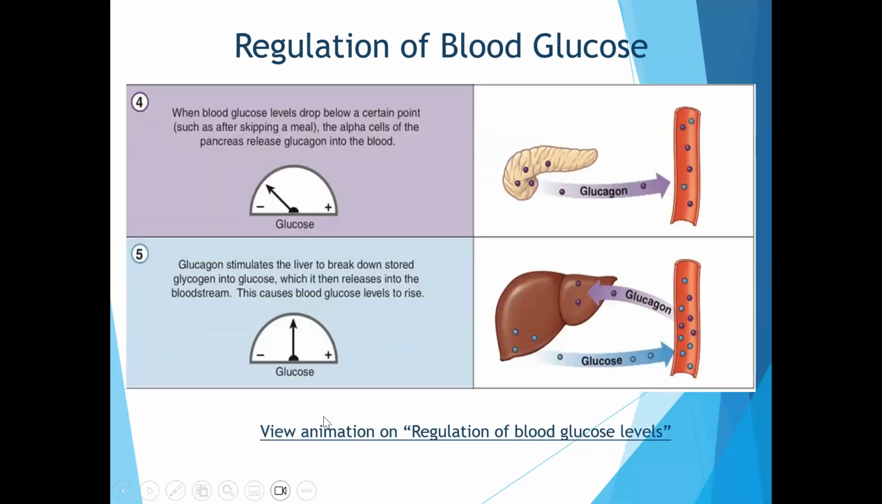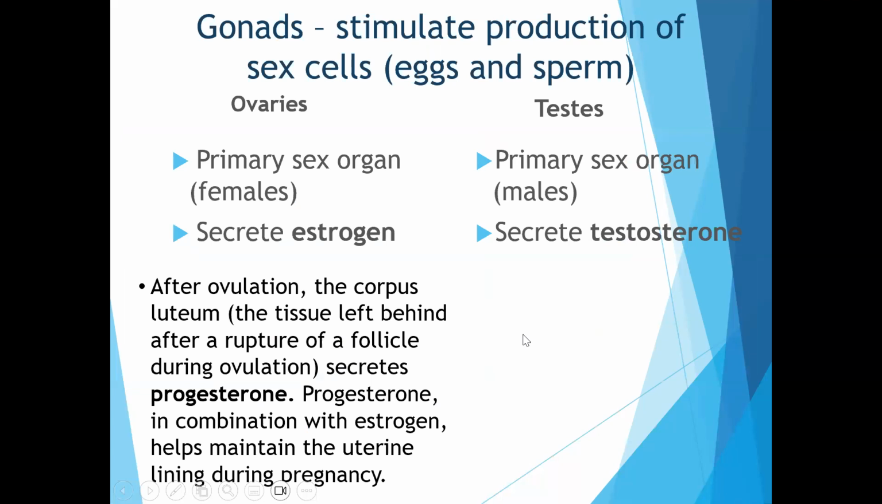So this brings that balance back to the middle. Like we said, when blood glucose drops, our alpha cells can release glucagon, which causes the liver to break down glycogen into glucose, and our blood glucose concentration then increases or balances back out. Okay, our sex cells: in females we have our ovaries, our primary sex organ, which secretes estrogen. In males we have the testes, which secrete testosterone. Those are the big highlights.